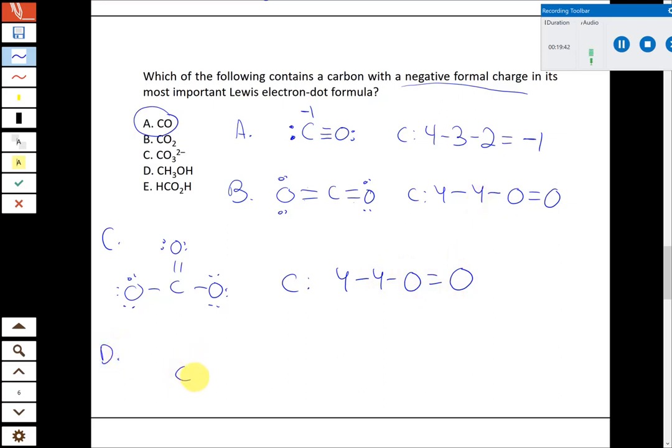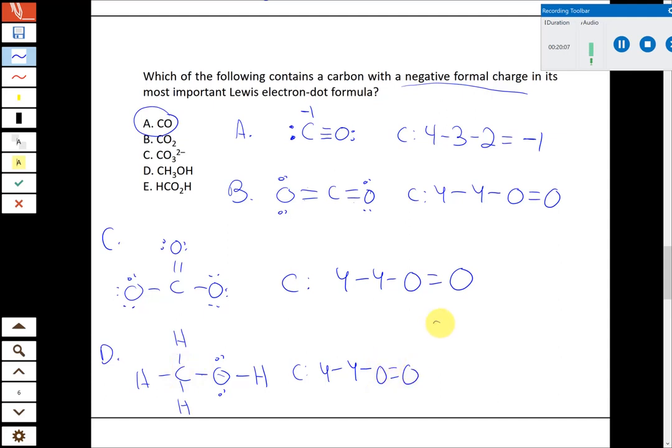CH3OH, you get this thing here, where again, a helpful shortcut: carbon wants to form 4 bonds, oxygen wants to form 2 bonds and 2 lone pairs. And the formal charge on carbon in this case is going to be 4 valence electrons, 1, 2, 3, 4 bonds, and then 0 lone pairs, so also 0.